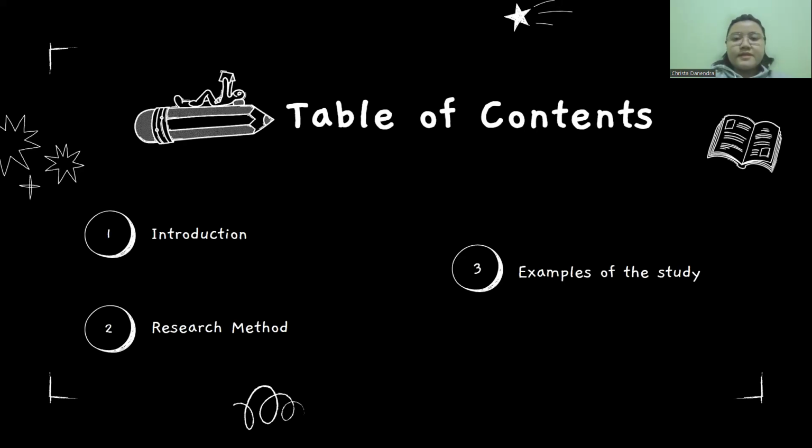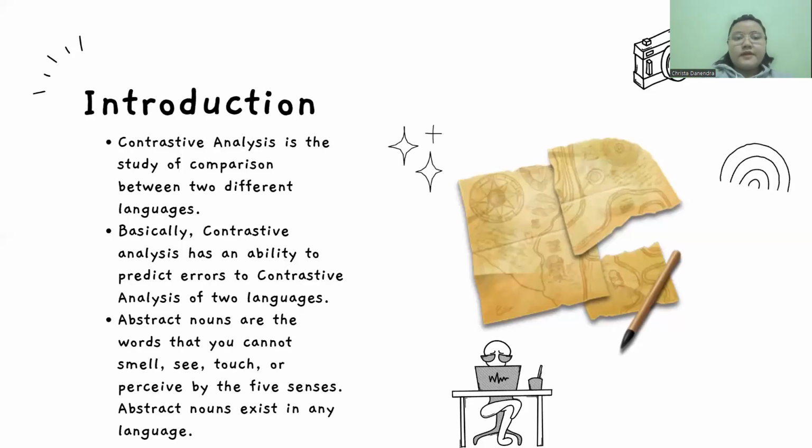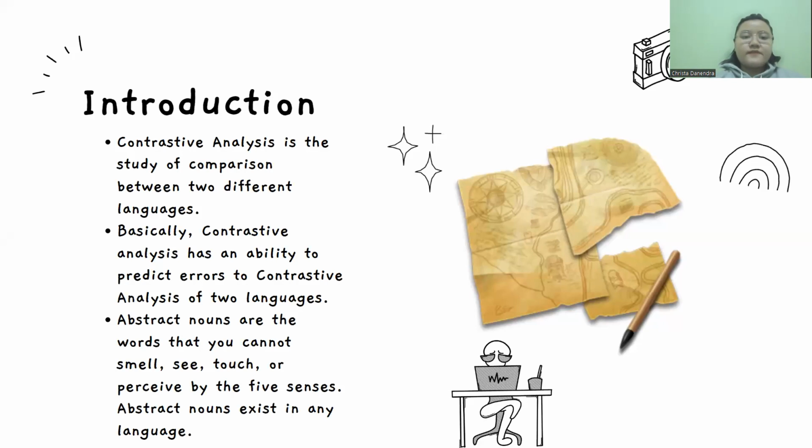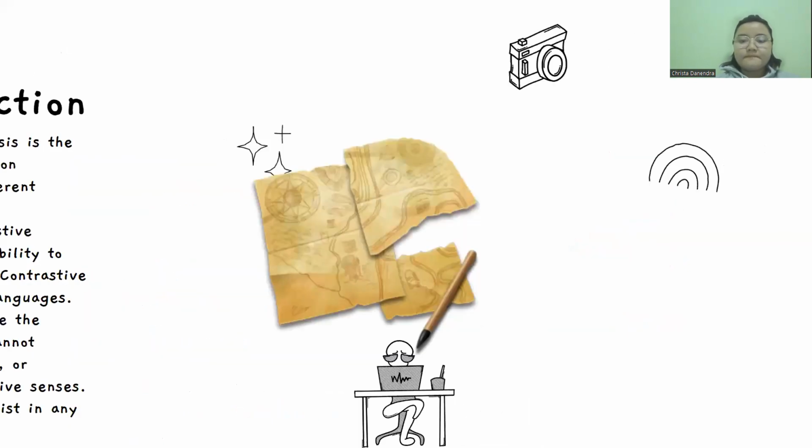Okay, so there are three tables of contents here. The first one is introduction, the second is research method, and then third is example of the study. For the introduction itself, contrastive analysis is actually the study of comparison between two different languages. Basically, contrastive analysis has an ability to predict errors in the contrastive analysis of two languages. And abstract nouns are the words that you can smell, see, touch, or perceive by the five senses. An abstract noun exists in any language.